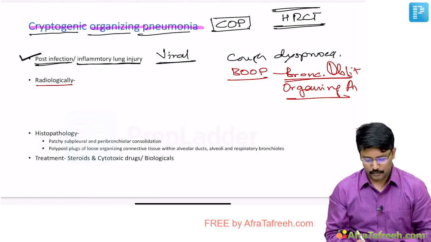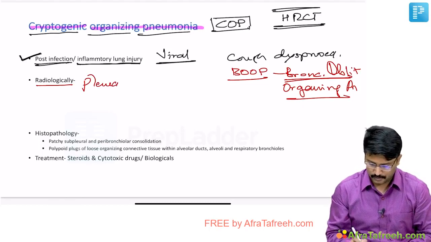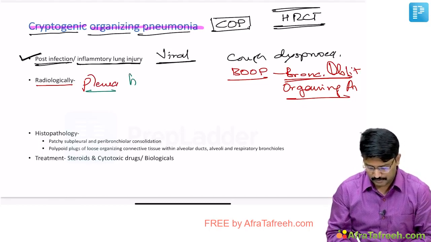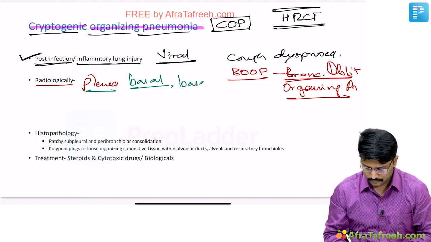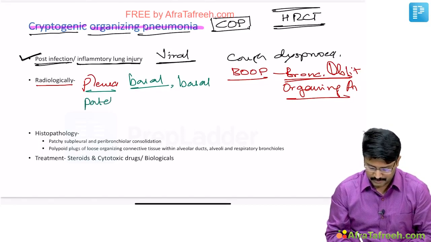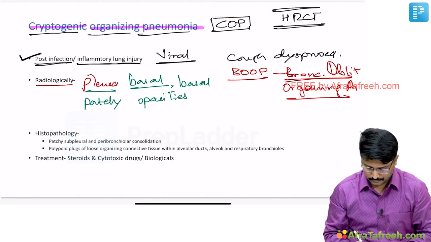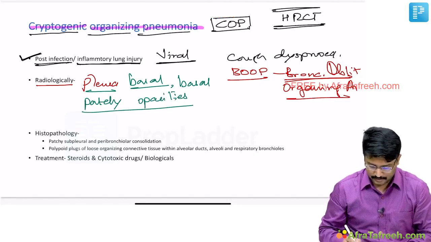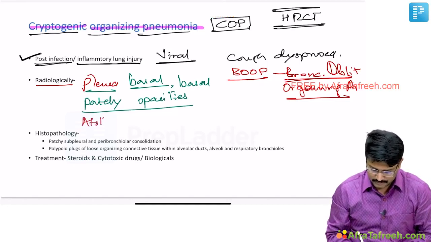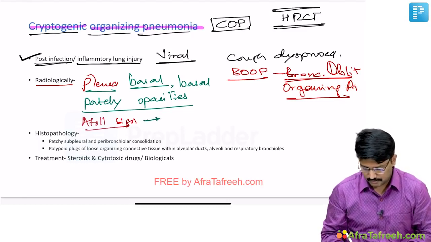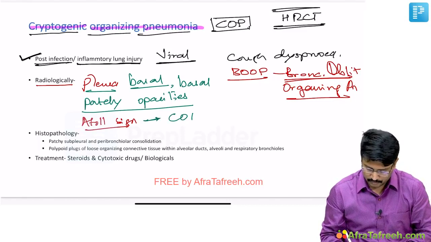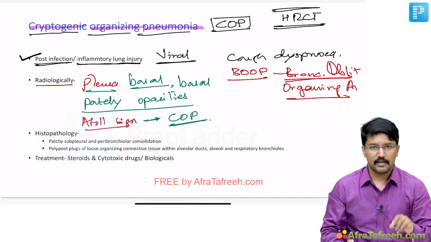Radiologically, we see pleura-based, remember the point, pleura-based, often basal, patchy opacities, and an important sign called the atoll sign may be seen, which is a very sensitive marker for COP on HRCT.